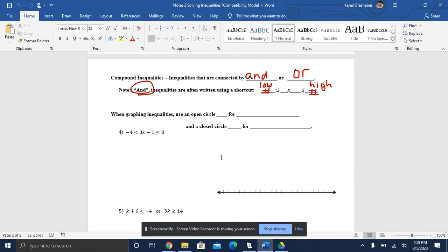I want to just remind you that you use an open circle when you have greater than or less than. We use a filled in dot when we have greater than or equal to, less than or equal to. So we've got our first compound inequality. I know it's a compound because I've got an inequality symbol here and here. Your goal on solving these when they are written in this form is to have X by itself in the middle.